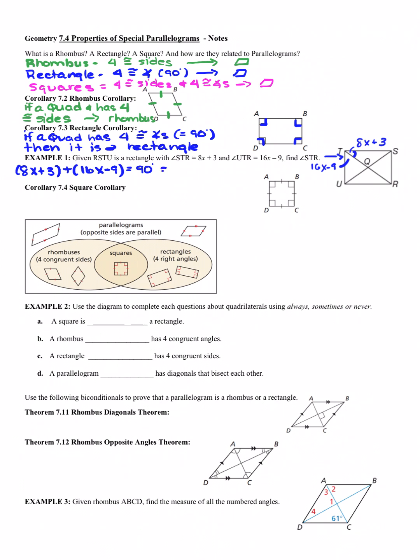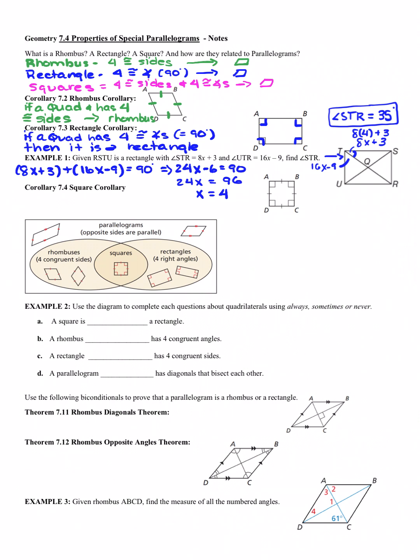So what do I have? 24 x's, 8 and 16. 3 minus 9, negative 6. So 24x equals 96, adding 6 to both sides. So x is going to equal 4. But the question was, what's the measure of angle STR? So we plug 4 back in over here. 8 times 4 plus 3 means that angle STR is going to be 32 plus 3, which is 35 degrees. So that would be our answer.